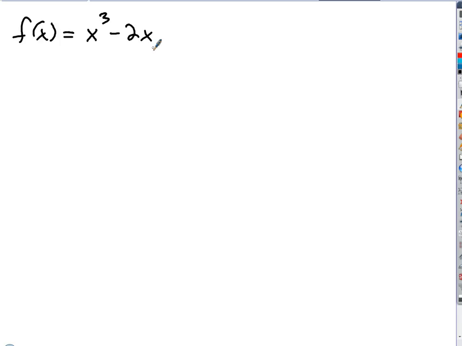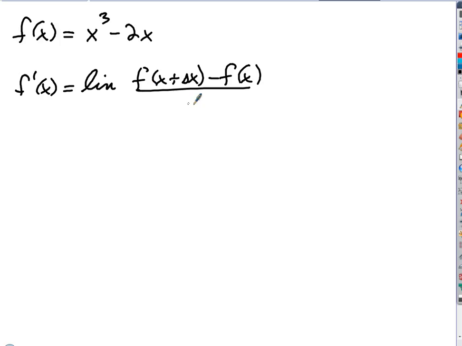Okay, so we got to start with the limit of the slope of a secant line, right? So we know that in general, f prime of x is always going to equal the limit of, what was that slope of a secant line? f of x plus delta x minus f of x divided by delta x. Good. And don't think about that in terms of a formula because you'll forget it.